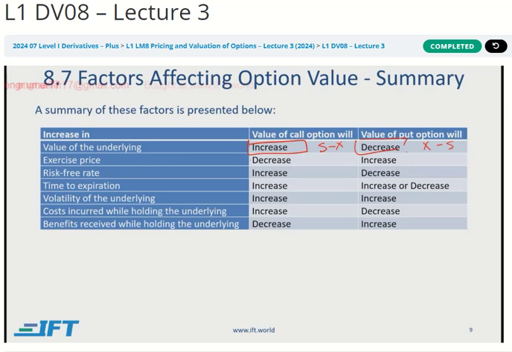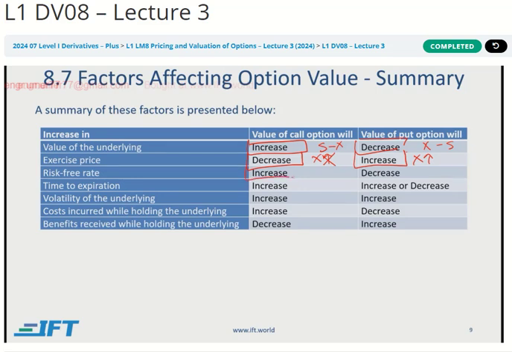Exercise price: naturally we want to buy low, so a higher exercise price is not good for the call option. We want to sell high, so a higher exercise price will be good for a put option, and we don't want a high exercise price for a call option.